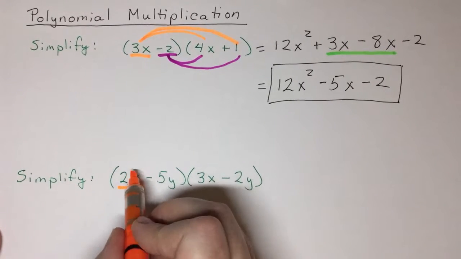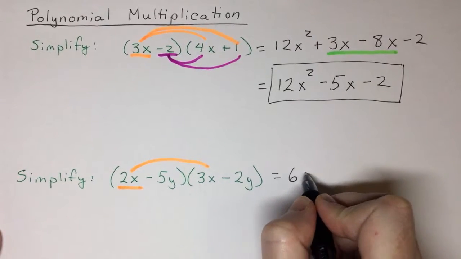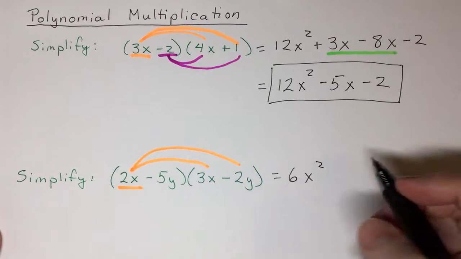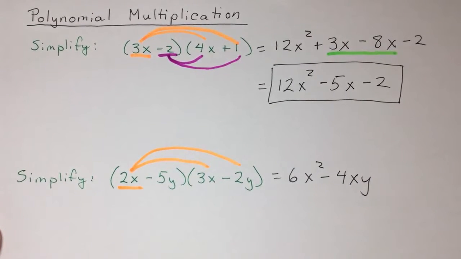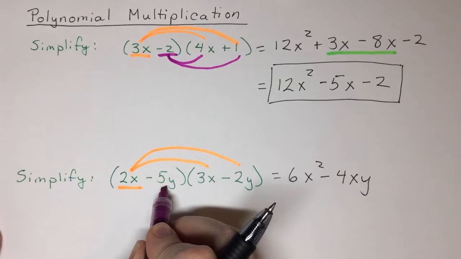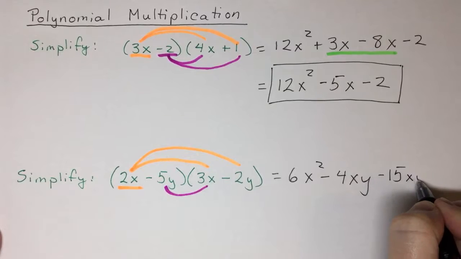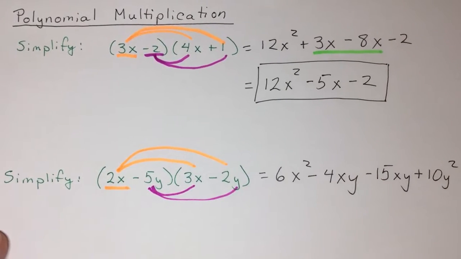Exactly the same. 2x distributes to both terms. 2x times 3x is 6x squared. 2x times negative 2y is negative 4xy. Moving to the next term, negative 5y times 3x is negative 15yx, xy, commutative property. Negative 5y times negative 2y, negative 5 times negative 2, positive 10y squared.